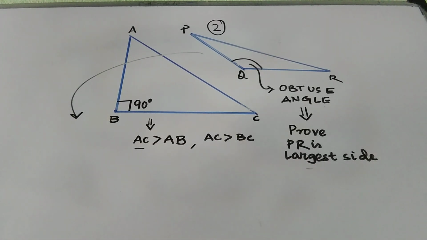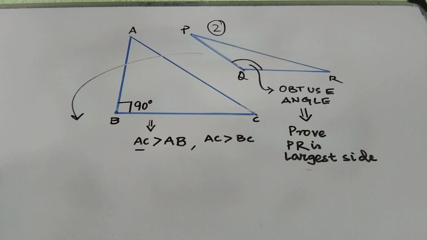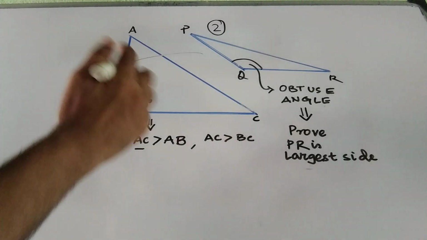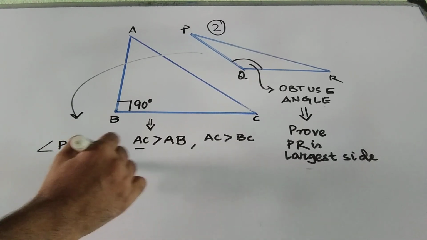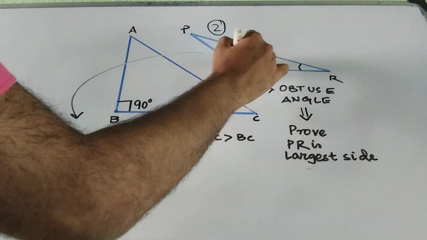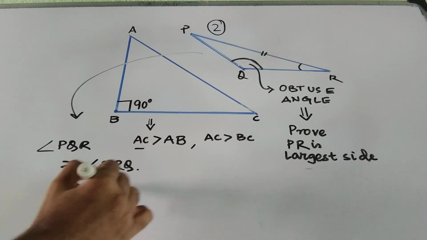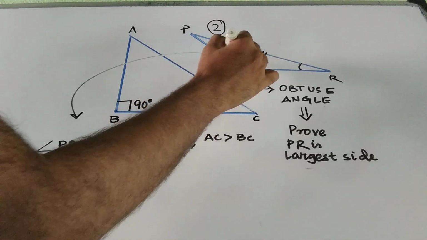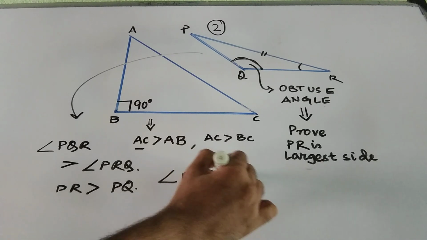Now, there is another theorem that if any particular angle is greater than the second angle of the triangle, then the corresponding opposite sides have the same relation. That is, if angle PQR is greater than angle PRQ, that means if this is greater than this, then the side opposite to it, that is PR, is obviously greater than PQ. Why? Because this is an obtuse angle, that means the measurement of angle PQR is greater than 90 degrees.